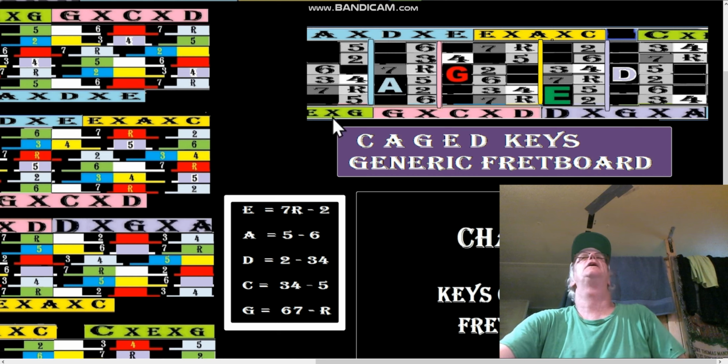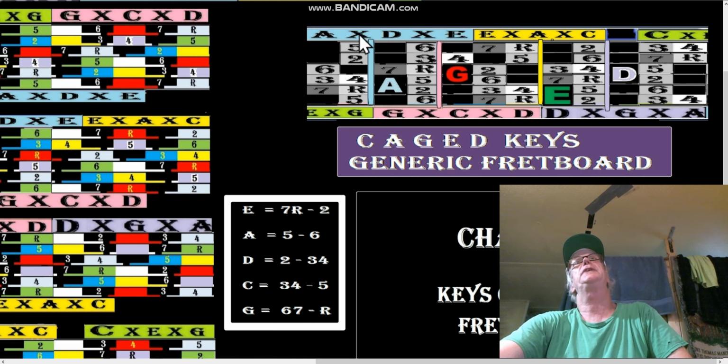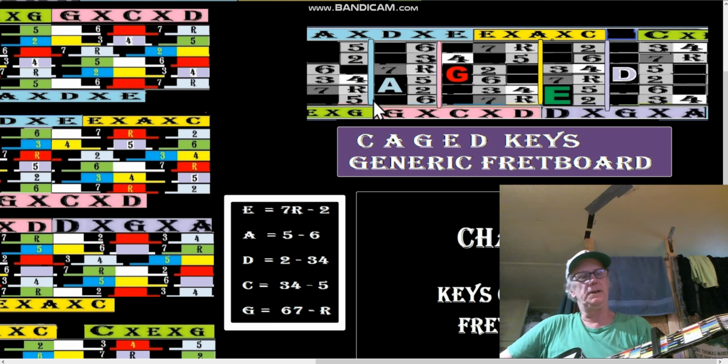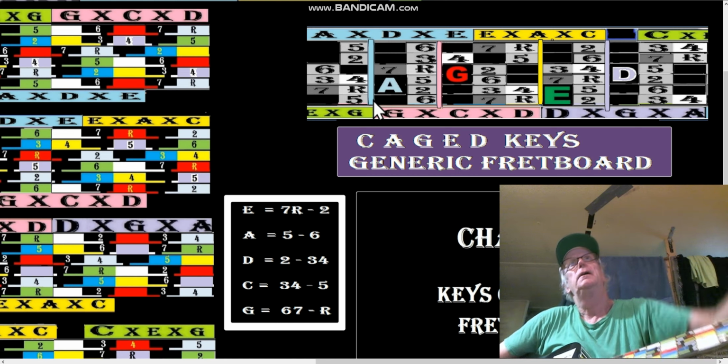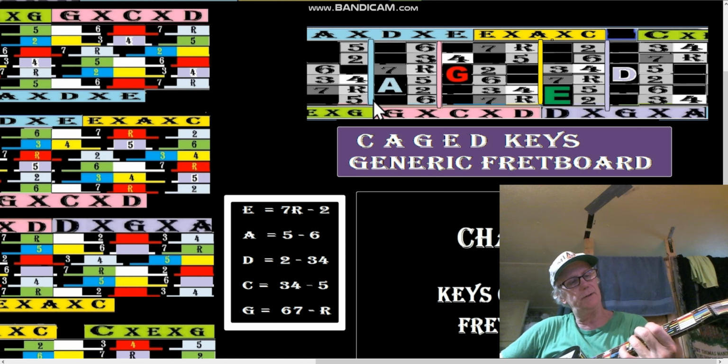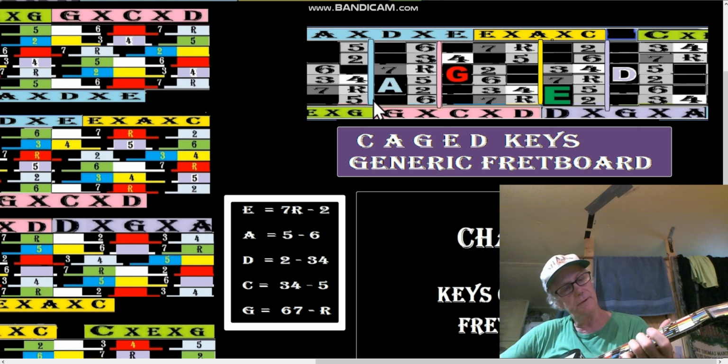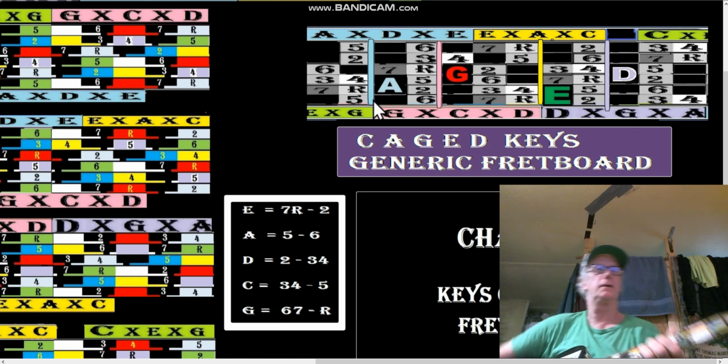You just memorize the intervals involved with the CAGED shapes. A is 5 6 root, pentatonic would be, in the key of A, 5 6, 5 6 root 2 3 5 6 root. That's an A note there.